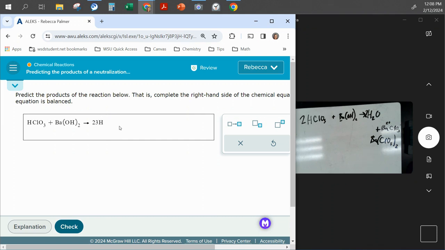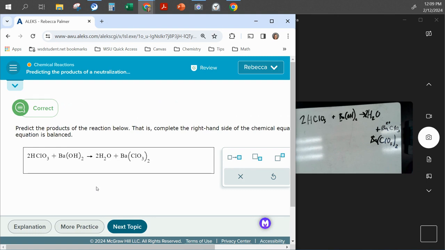So this would be 2 water, oops, barium, oops, 2. Okay. Oh, and I need to change this to a 2. I needed 2 acids to balance the 2 hydroxides. Okay. Does that answer your question? Okay. Other ones that you want to go over? Yes.